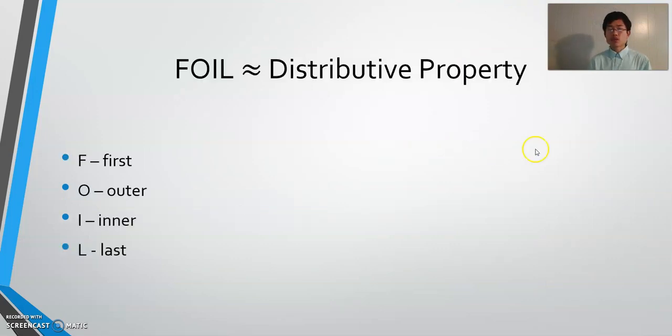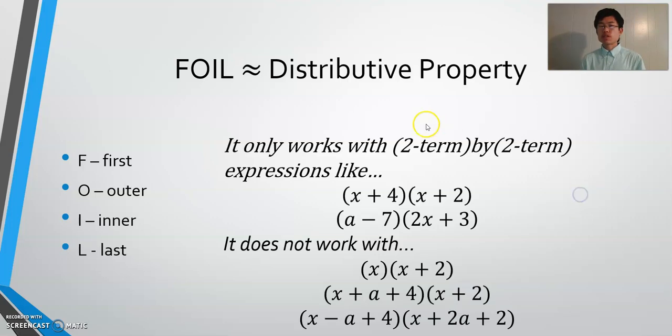Alright, so I'm going to talk about the FOIL. It is, like I said before, the distributive property, but it's a very specific distributive property. FOIL is actually an abbreviation of first, outer, inner, and last. FOIL only works with 2 by 2, or 2 term by 2 term, expressions like this. Two things inside the parentheses.